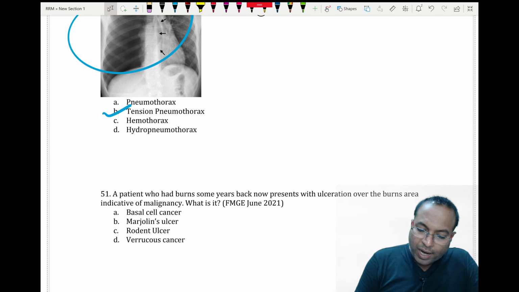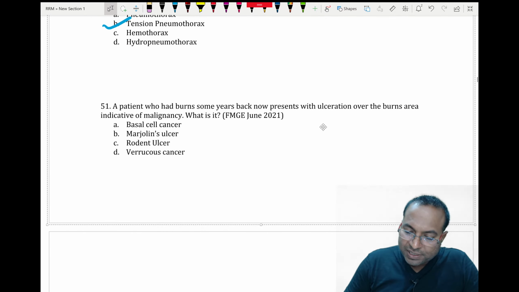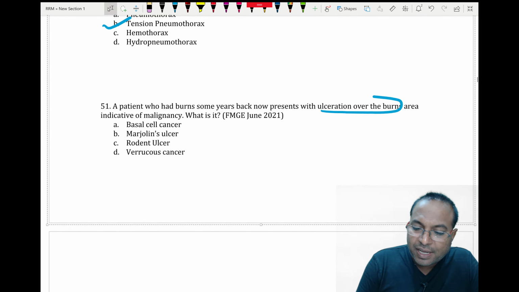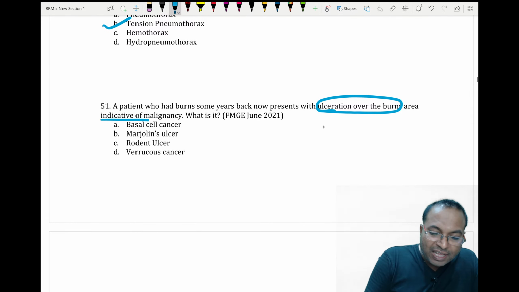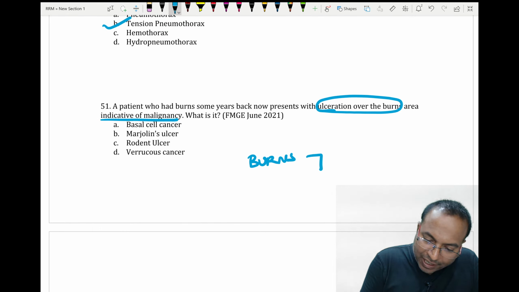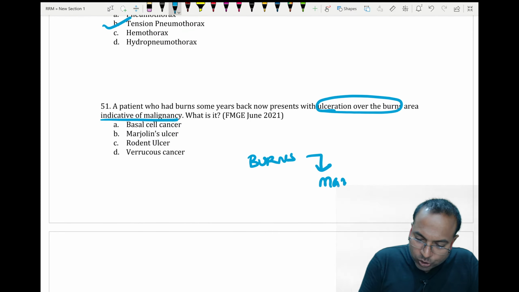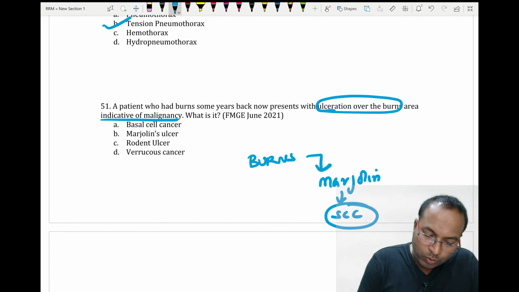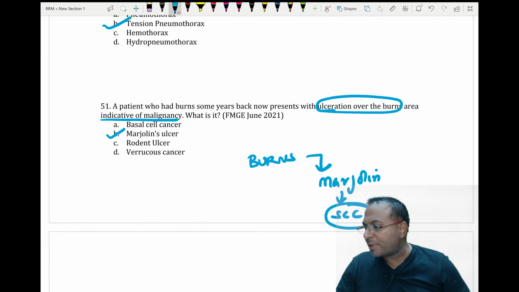A patient who had burns some years back now presents with ulceration over the burns area. Again, another old concept, indicative of malignancy. A burn scar can go for what malignancy? It can go for Marjolin's ulcer, which is a squamous cell cancer. Okay, Marjolin's ulcer, which is a squamous cell cancer.